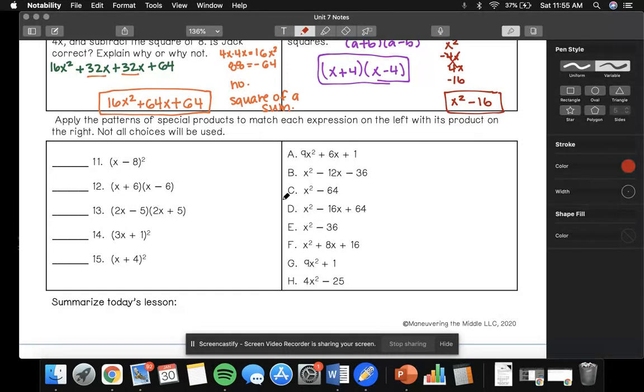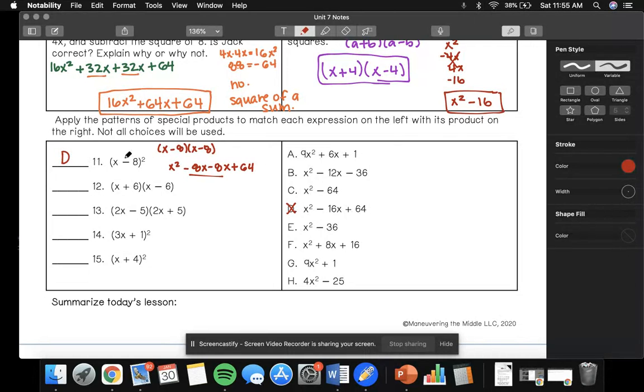So apply the patterns of special products to match each expression on the left with its product on the right. Notice, not all choices will be used. Okay, so again, you can use your pattern, or you could just write it out twice and multiply. Okay, this would be x squared, negative 8x, another negative 8x, and negative 8 and negative 8 make positive 64. So this would make negative 16x and a positive 64. So it looks like D is our correct answer.